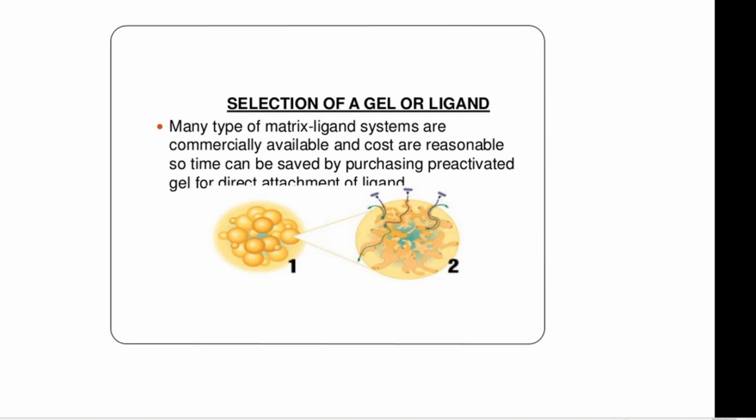Time can be saved by purchasing a pre-activated gel for direct attachment of the ligand. That means from commercial products, or from companies, you can also get packed columns, but these packed columns should be activated. Once they get activated, then you can use them for isolating the molecules.